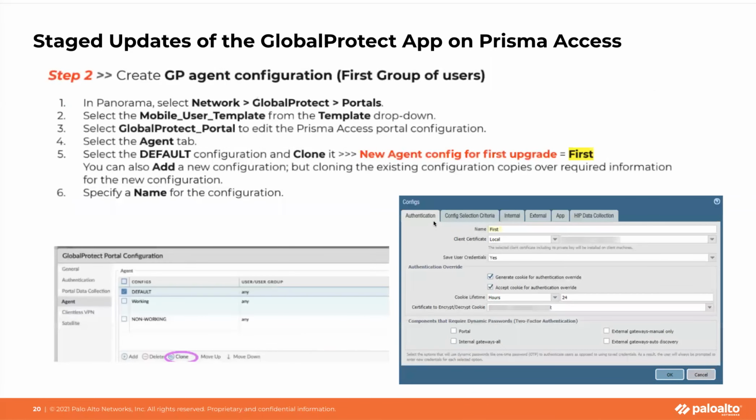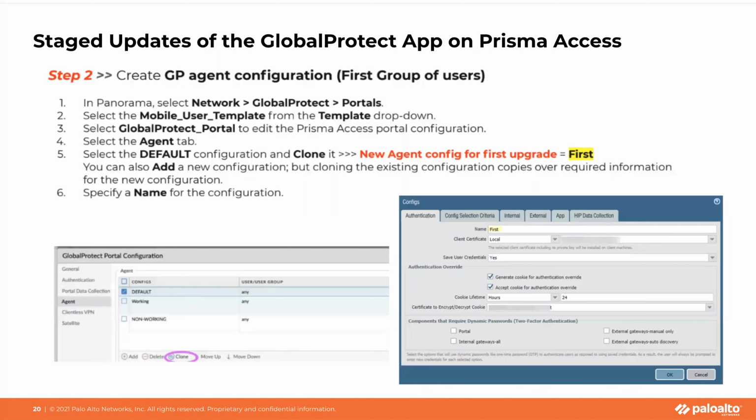Once you have created the user group, you can log into your Panorama, make sure that you have selected the mobile users template, and go to the GlobalProtect portal. You can see the default configuration options there. You can either clone this or create a new one, and later add a given name, such as "the first group of users who will be upgrading to the new app version."